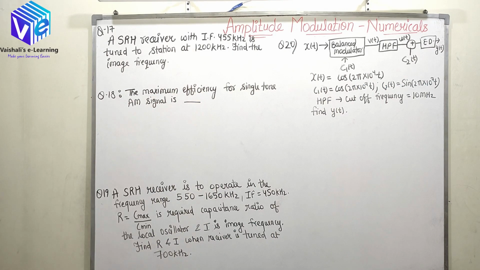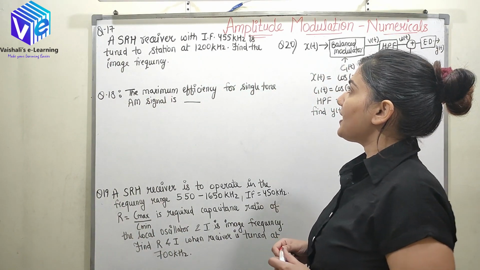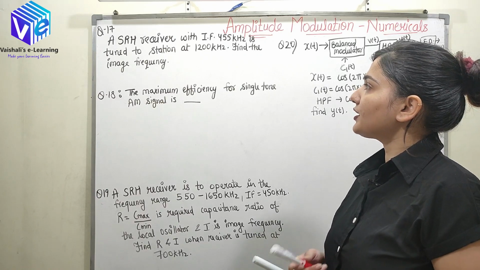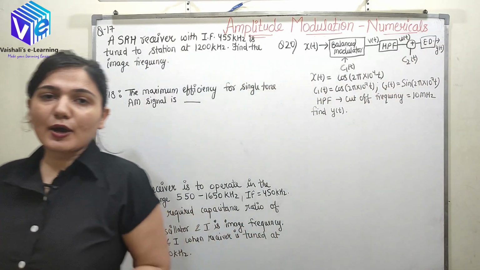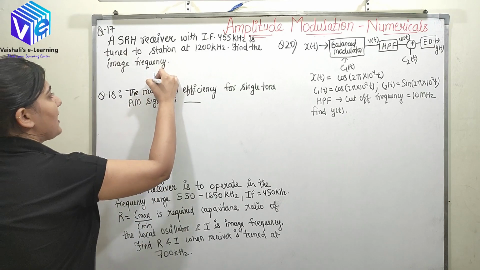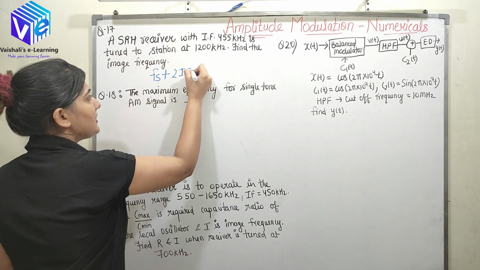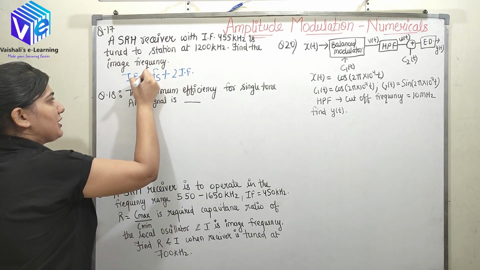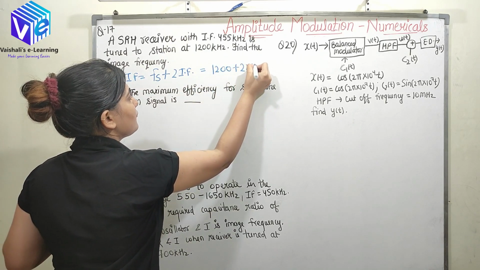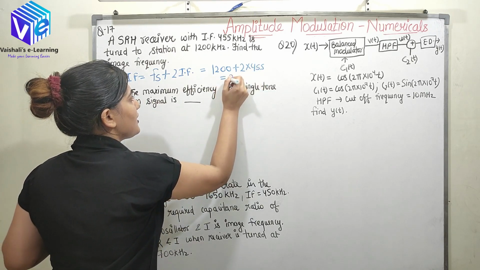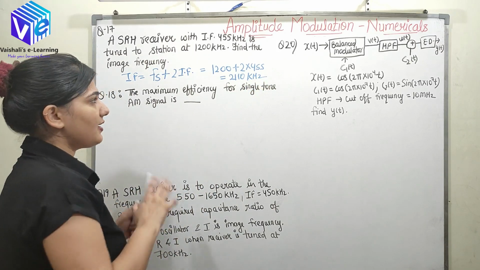Now coming to question number 17, it states: a superheterodyne receiver with intermediate frequency 455 kilohertz is tuned to the station at 1200 kilohertz. Find the image frequency. We know the image frequency is given by Fs, the station frequency, plus twice the intermediate frequency. So it is 1200 plus twice 455 kilohertz, which is 2110 kilohertz. I hope this was a very simple question and this is clear.